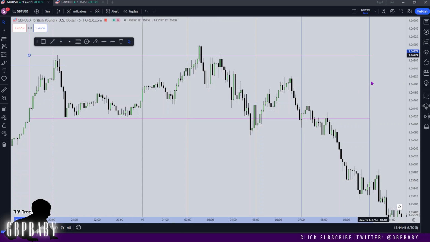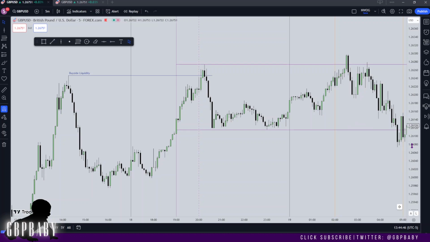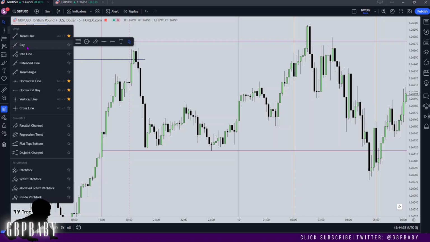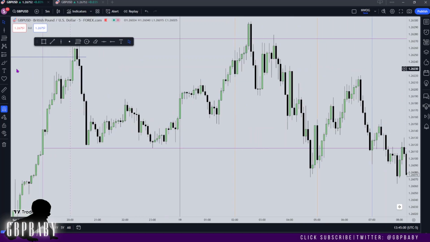We're on the 5 minute now. The 5 minute has now become like my favorite time frame to trade on, just because 1 minute can get quite messy and quite stressful very quickly. And yeah, I like the 5 minute.